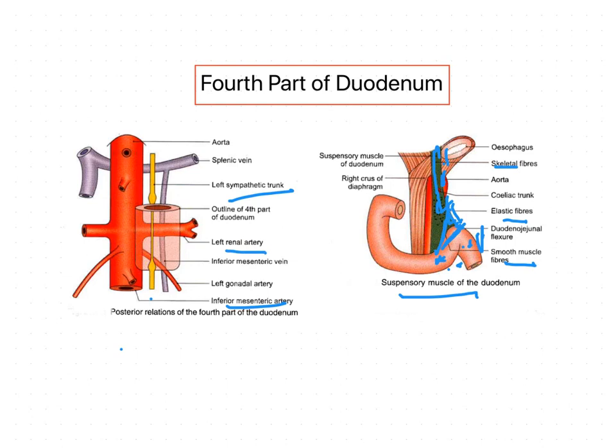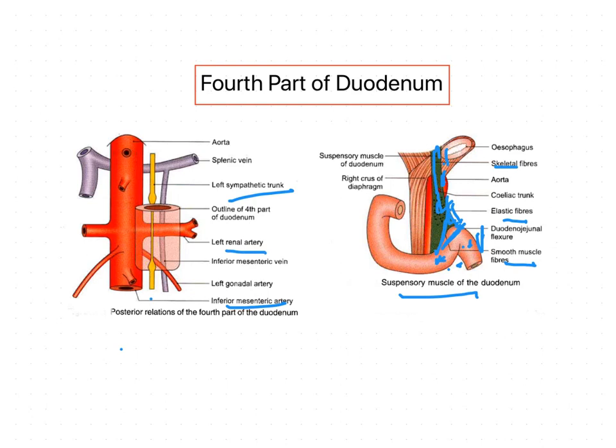Normally its contraction increases the angle of the duodenojejunal flexure. Sometimes it is attached only to the flexure, and then its contraction may narrow the angle of the flexure, causing sometimes partial obstruction of the gut. So this is the suspensory muscle of the duodenum, or it is also called the ligament of Treitz.